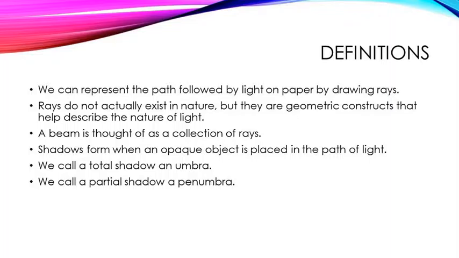We can represent the path light follows on paper by drawing ray diagrams. Rays do not actually exist in nature, but they are a geometric construct that help describe the nature of light. A beam is thought to be a collection of rays. Shadows form when an opaque object is placed in the path of light. We call a total shadow an umbra, and a partial shadow a penumbra. A partial shadow usually shows up around the full shadow, and it's kind of fuzzy.